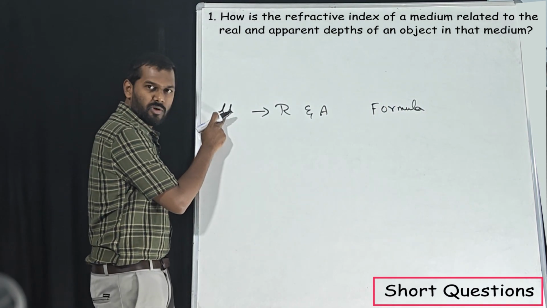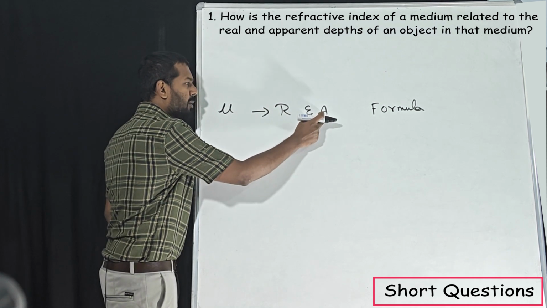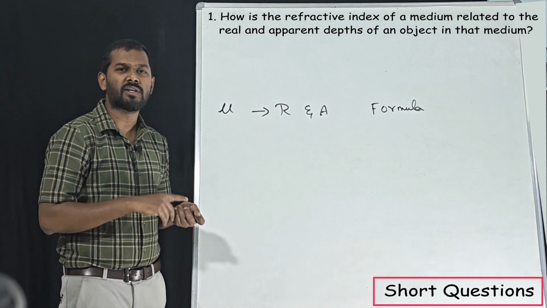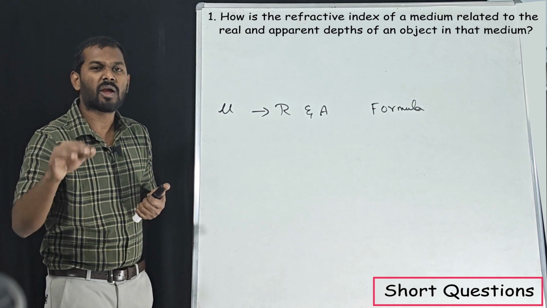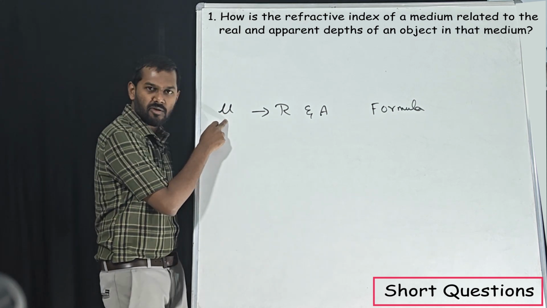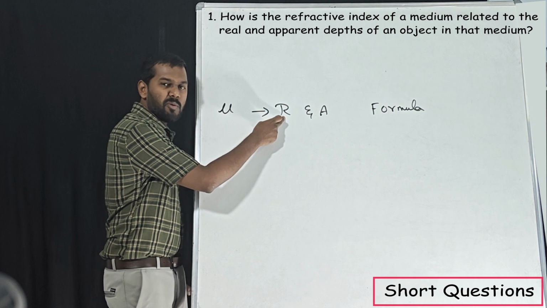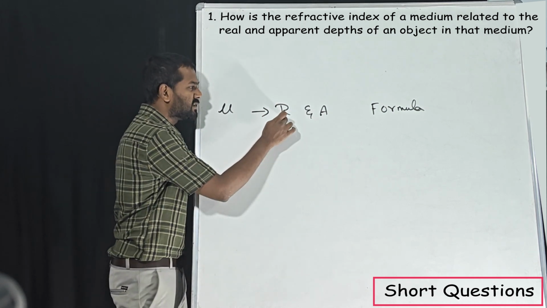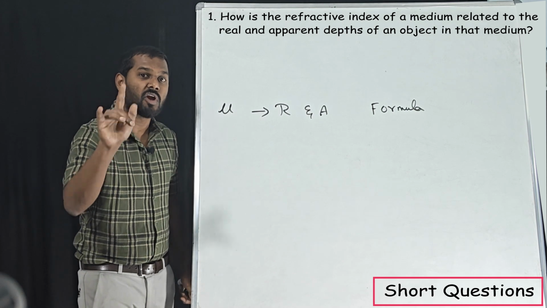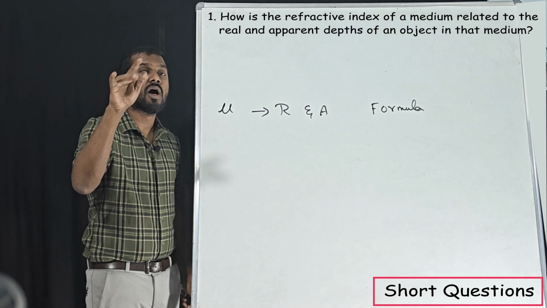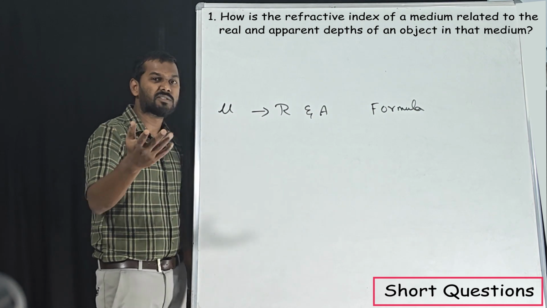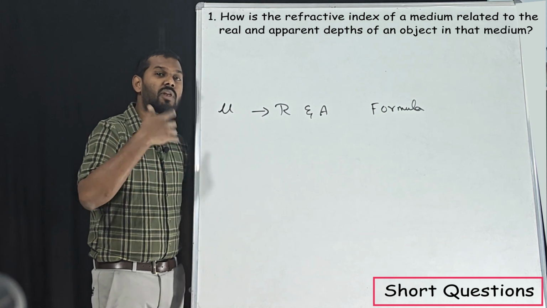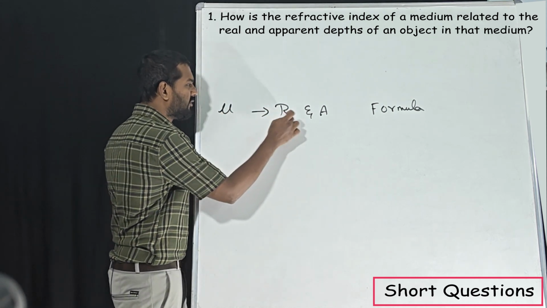See, refractive index, real depth, apparent depth, all the three are three different physical quantities. What do you mean by physical quantities? Anything which you can measure. Okay, it's a physical quantity. We can measure refractive index, we can measure real depth, apparent depth. I know many students will not understand what is real and apparent depth. That means you have not seen the concept video. So my suggestion is watch the concept video, then come to this video, then you will understand everything. So here three physical quantities.